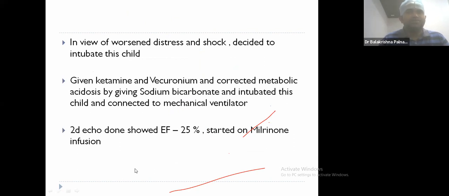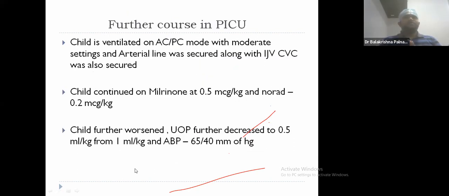The child was started on Milrinone infusion. The child is connected on assist PC control mode with moderate settings. A Ryle's tube was secured, along with an internal jugular central venous catheter. The child was continued on Milrinone 0.5 mics and Noradrenaline 0.2 mics.